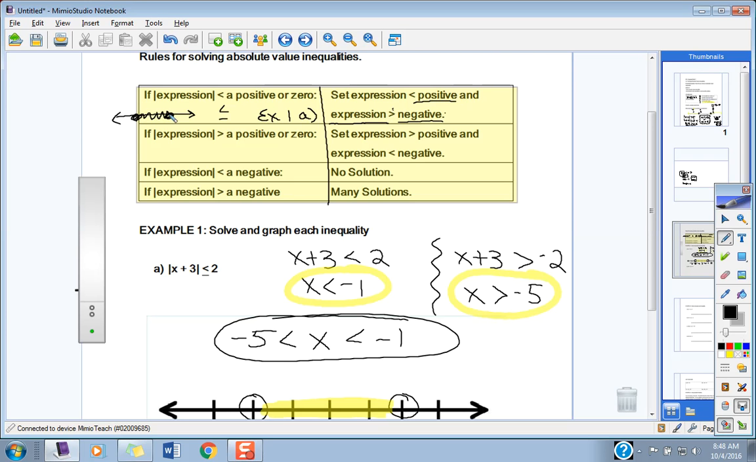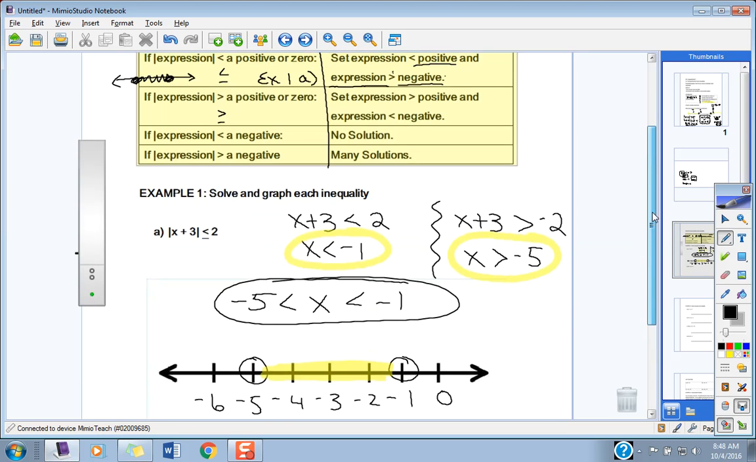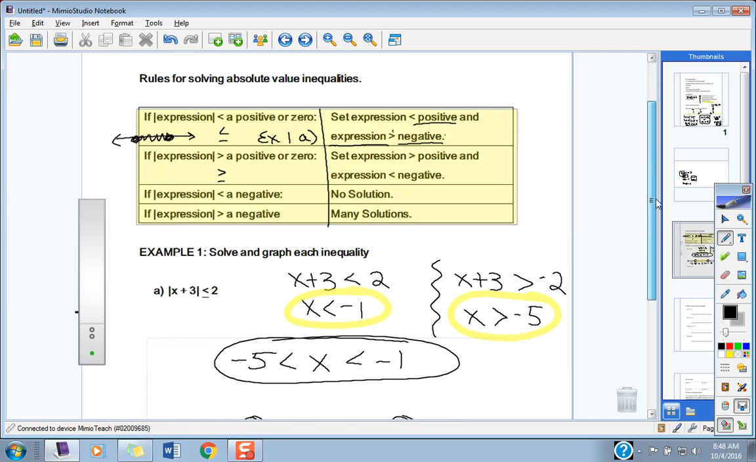All right, so let's look at case number 2. It says right here, if the absolute value of an expression is not less than a positive, but this time we're going to look at it compared to being greater than. And again, keep in mind, this might be greater than or equal to a positive. We'll look at that in a second.